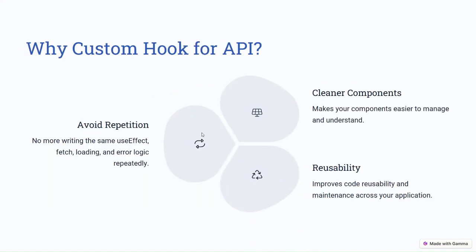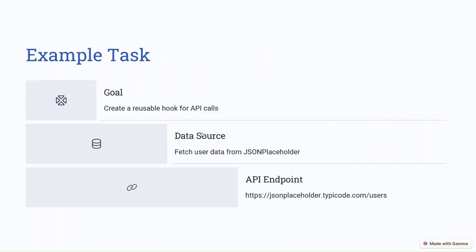So as I told you, it will avoid the repetition. No more writing the same useEffect, fetch, loading, and error logic repeatedly. A cleaner component makes your component easier to manage and understand, and reusability improves the code reusability and maintenance across your application. So we can reuse the component. It will make our code clean, and here we avoid the repetition. Whatever we do now, that we will avoid here, guys. So a custom hook is very important for our API calls.